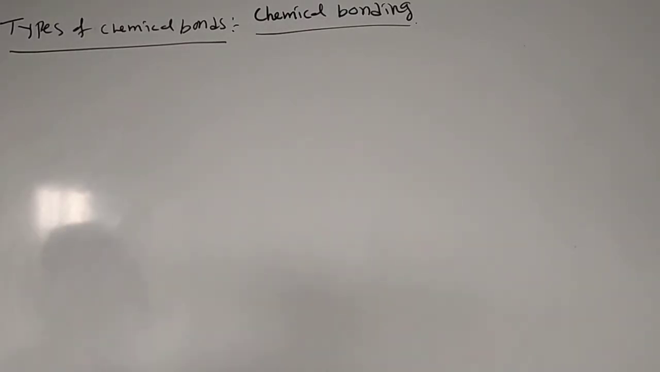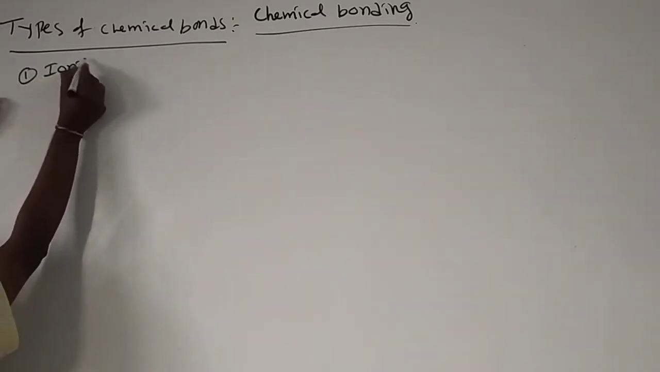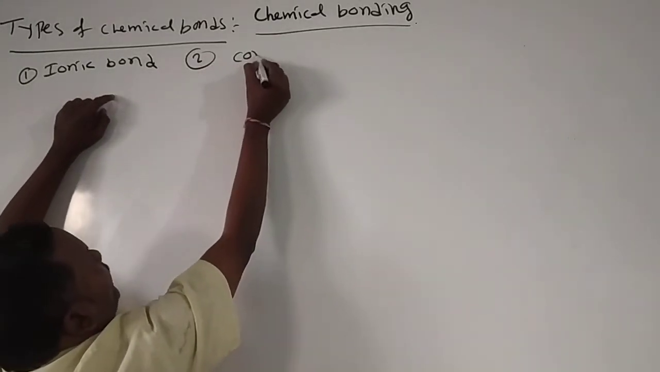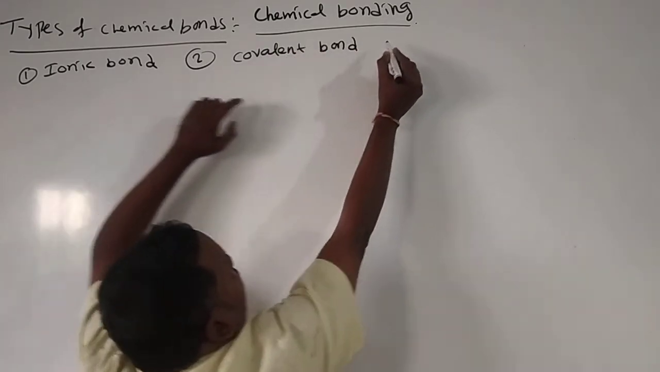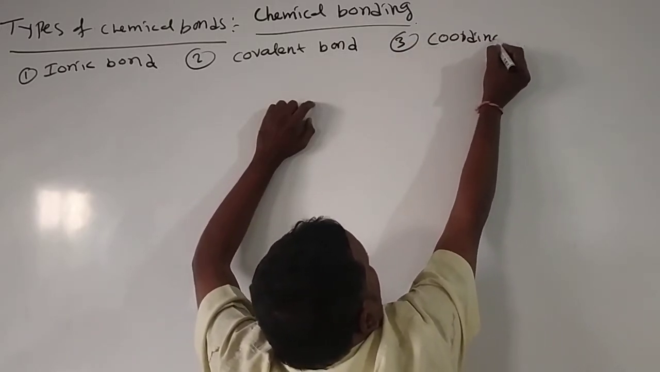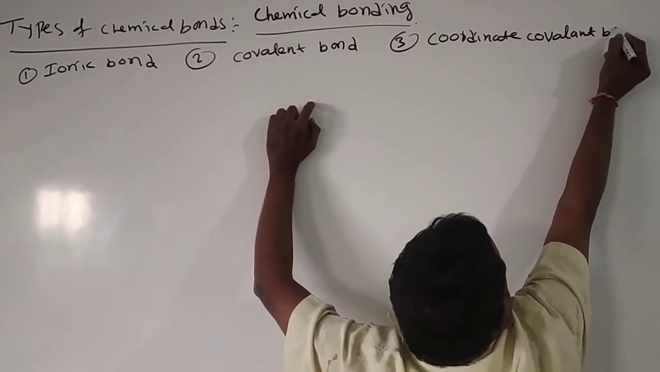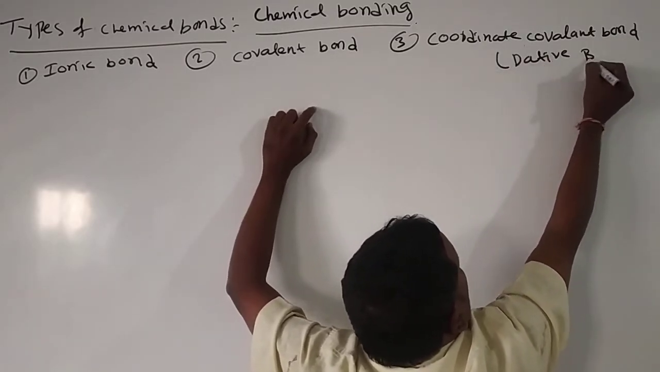Based on the attraction forces between two atoms, chemical bonds are of three types. One is the ionic bond, the second is the covalent bond, and the third is the dative bond, or coordinate covalent bond. Coordinate covalent bond is also called the dative bond.